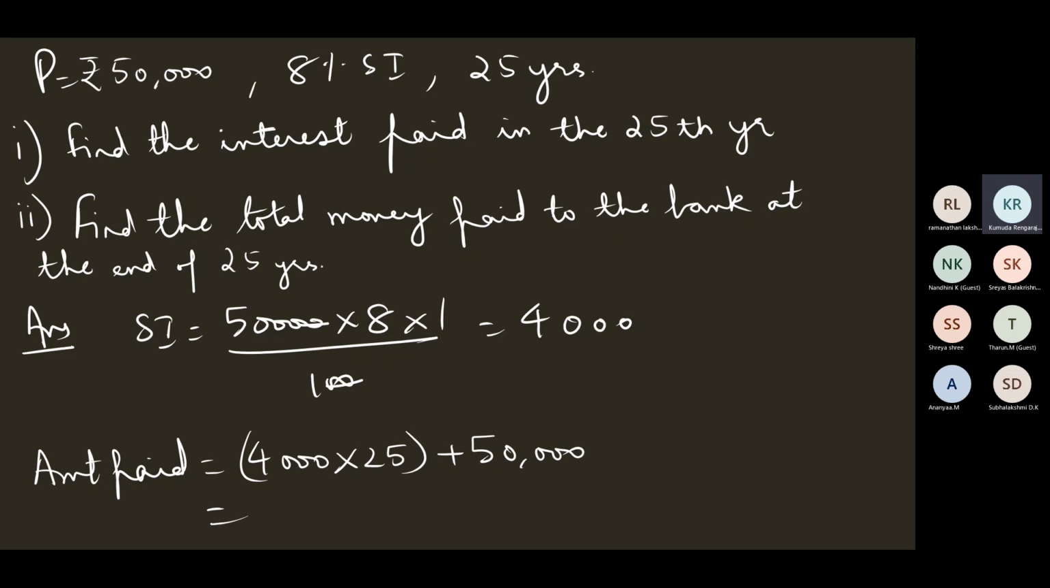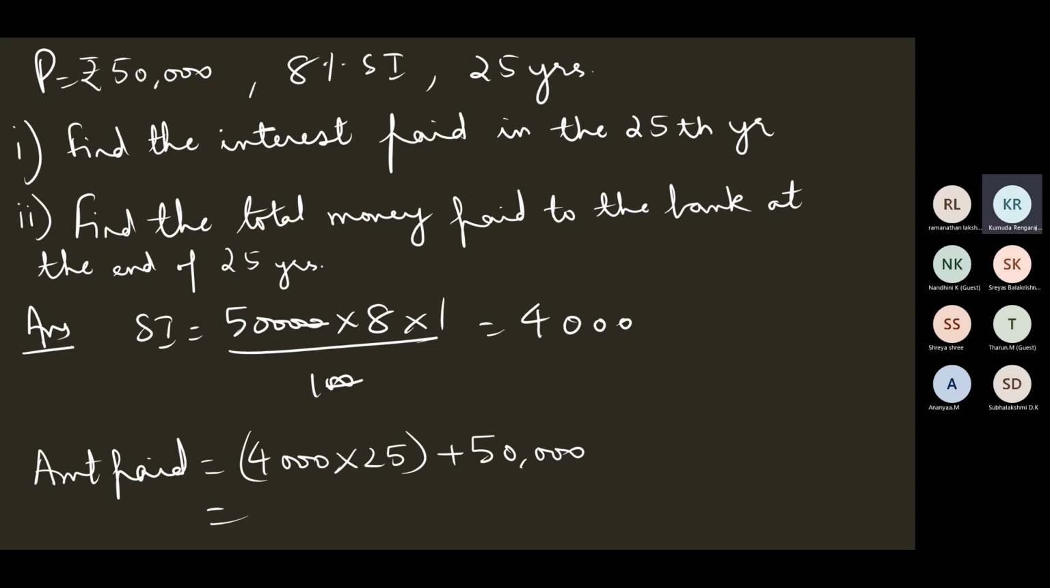When it is simple interest, the interest which you pay every year is the same. The principal does not change every year. For the entire time period, the principal is 50,000 and the interest is 4,000, that you will get from the bank if you have deposited, or will have to pay if you have taken a loan. Every year, 4,000, 4,000, 4,000, 4,000 for 25 years. So 4,000 times 25, you have paid as interest.